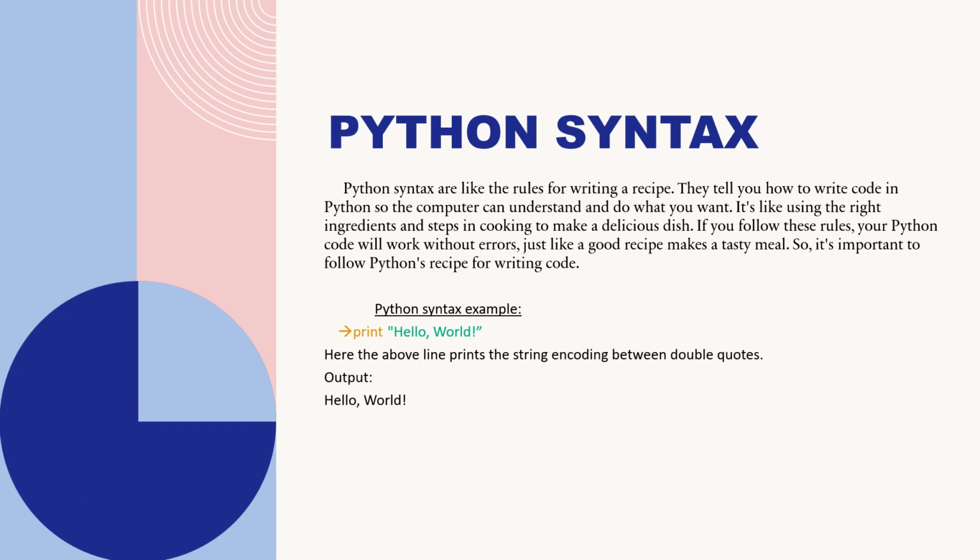Python syntax is like the rules for writing a recipe. They tell you how to write code in Python, so the computer can understand and do what you want. It's like using the right ingredients and steps in cooking to make a delicious dish. If you follow these rules, your Python code will work without errors, just like a good recipe makes a tasty meal. So it's important to follow Python's recipe for writing code.